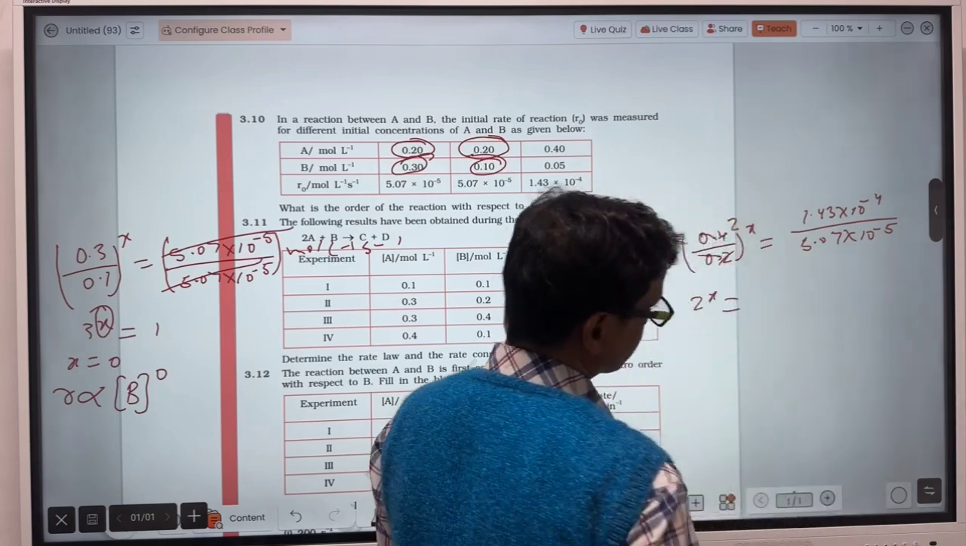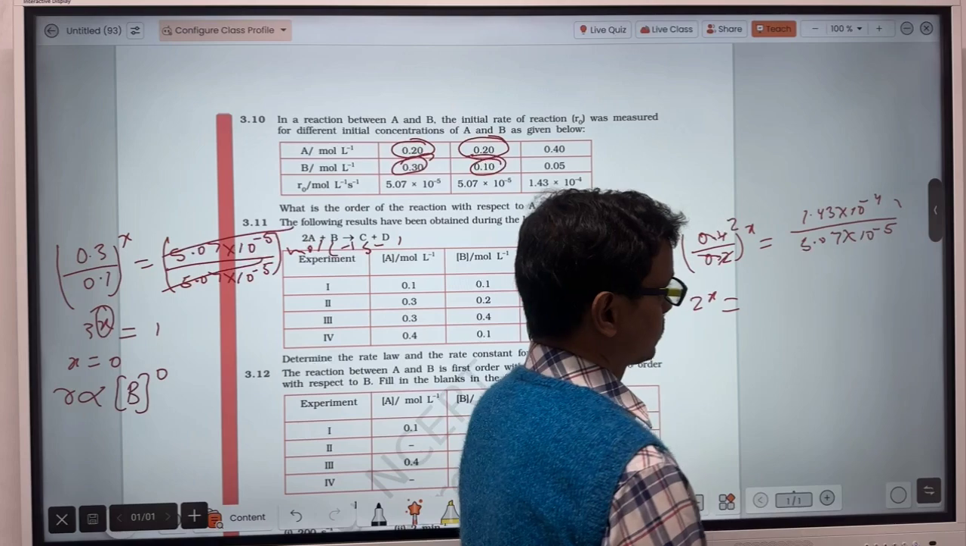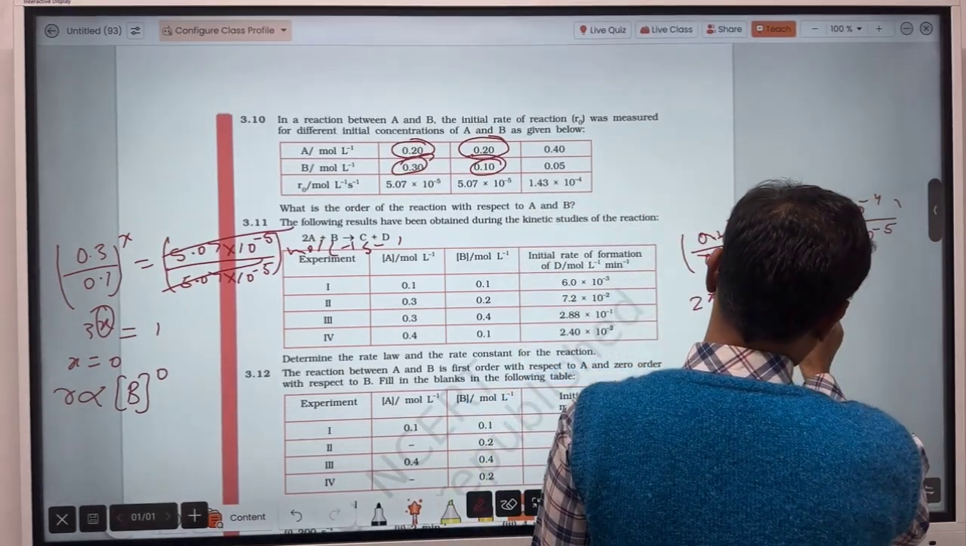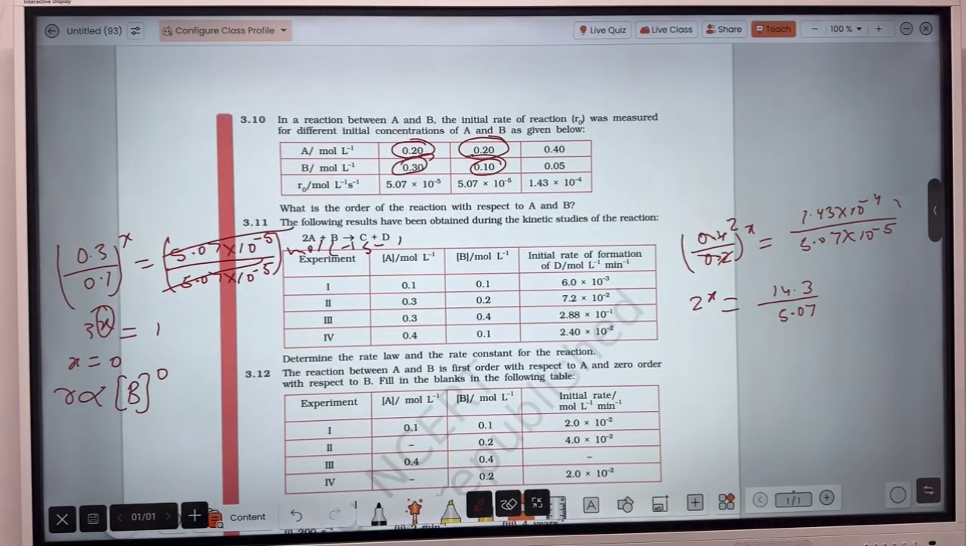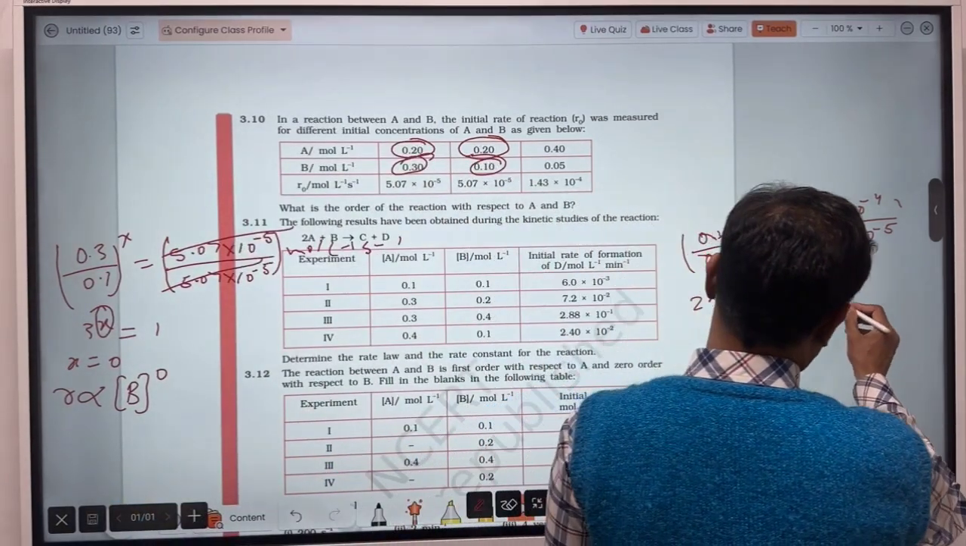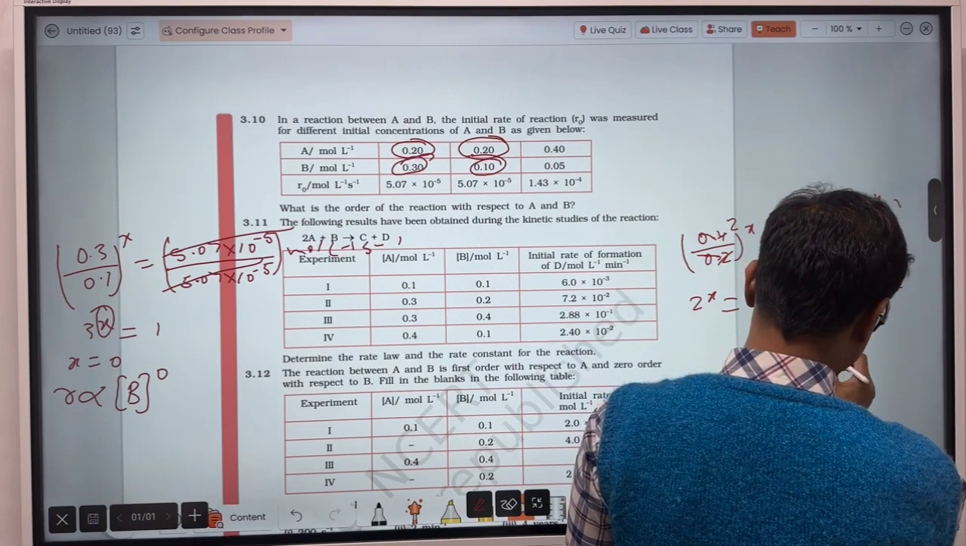2 to the power x equals how much? Just watch out. 10 power minus 5 will go in the numerator, so that becomes 10, and that will be 14.3 upon 5.07. So 1.43 into 10 power minus 4 upon 5.07 into 10 power minus 5. That will come to 2.82, or nearly about 3.